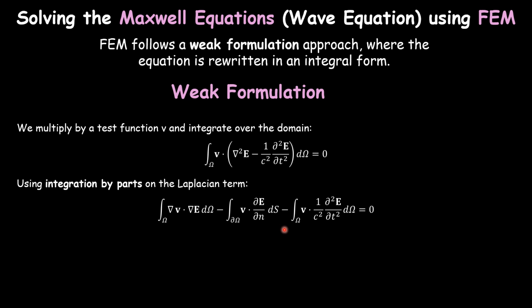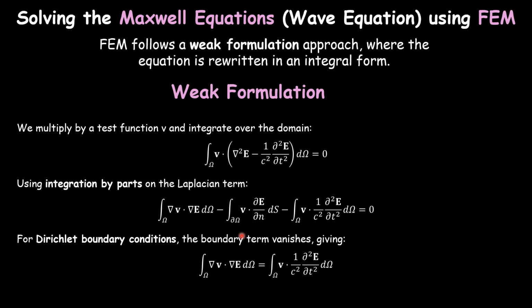So by multiplying with v, the test function, we use integration by parts and enforce the Dirichlet boundary conditions. We end up with this equation, where you have the spatial derivative on the left and the second order time derivative on the right.